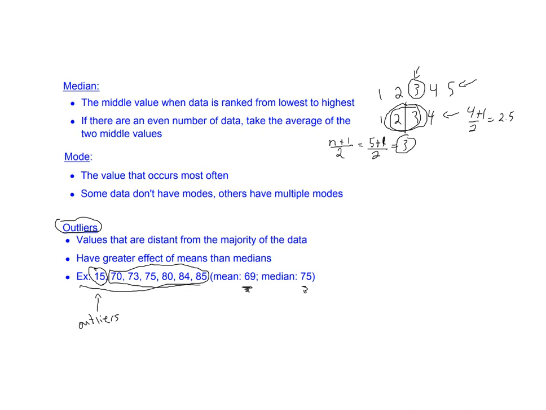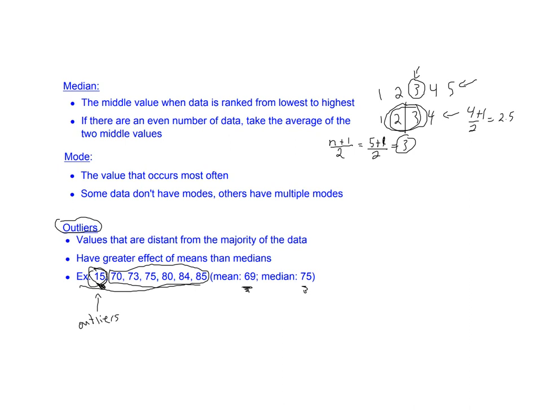The fact that this is a 15 has no impact on the median as long as the number is below 70. So if this 15 were a 65 instead, the median would still be 75 because that number is still lower than the smallest number. So in this case, the median wouldn't change, but the mean sure would, and that makes a big difference. So the outliers have big impacts on the means, but not so much on the medians.